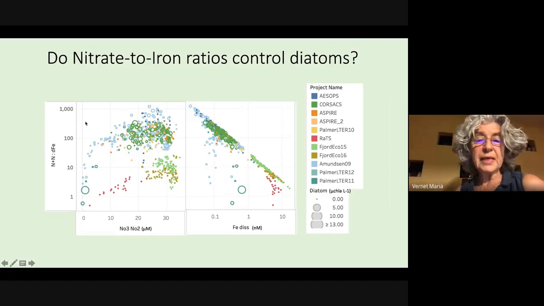So here the size of the circles is the amount of chlorophyll A associated with the diatoms in this case. And as you can see, diatoms are equally abundant in both regions, and they don't seem to be that much affected by the ratios, although we are still missing, for example, the data for the Margaret Bay. So this is not yet complete.